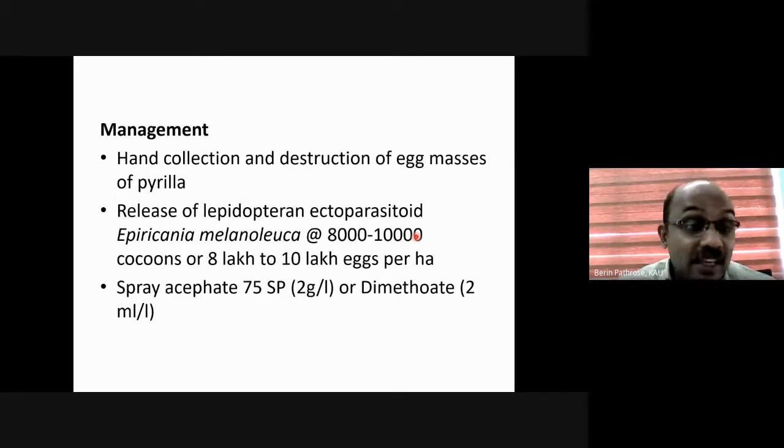Remember this Epiricania melanoleuca. We can release it at the rate of 8,000 to 10,000 cocoons or pupae, or 8 lakh to 10 lakh eggs per hectare. We can also spray acephate or dimethoate, just like in the case of polyaphyt.